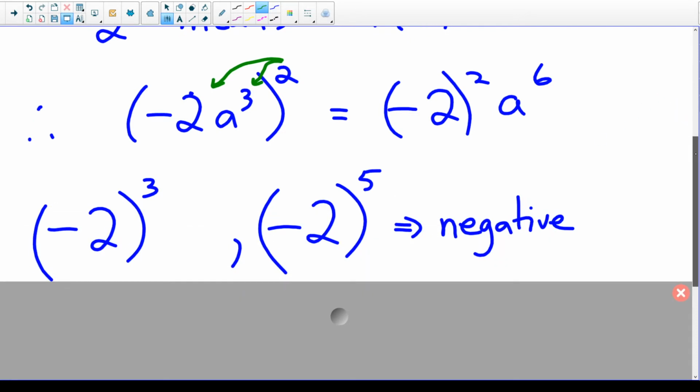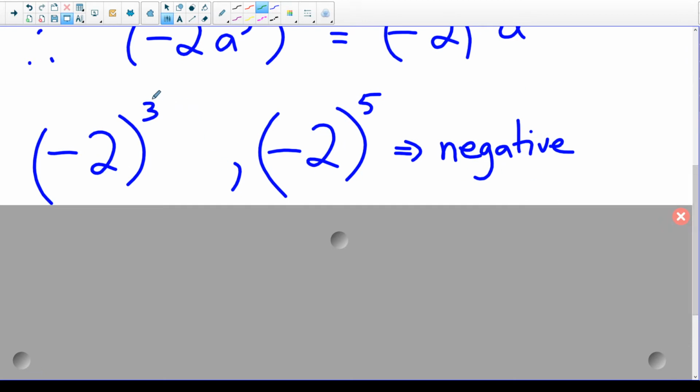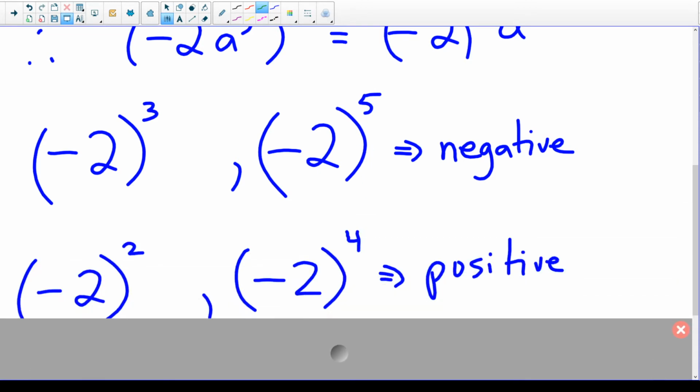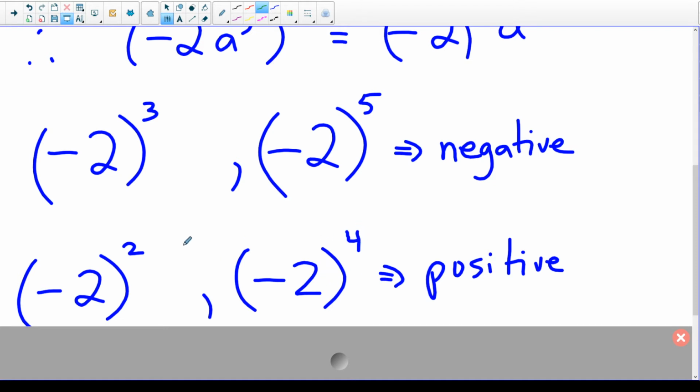Then there's the problem of what happens if your negative bases have exponents that are odd values, and what happens if your negative bases have exponents that are even values. And we've discussed this before, so again, I just want to go over it one more time. Anytime you have odd powers with negative bases, your answer is going to be negative. And that's because you have an odd number of bases multiplying each other.